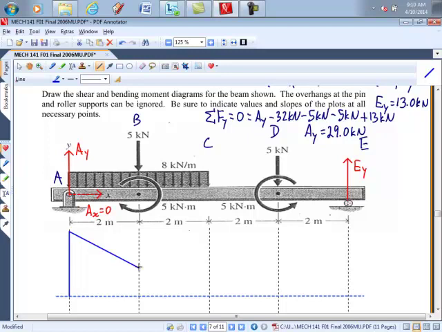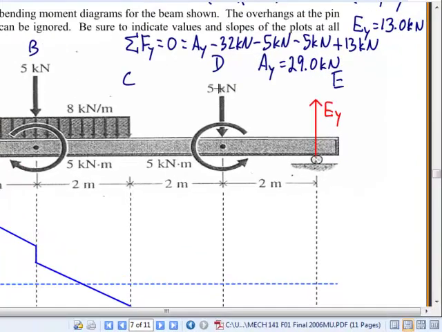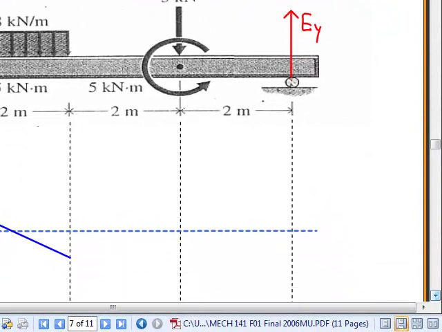Then what happens at B? It drops down by 5. Oh, sorry, it's dropped down by 5. So what's the value now? 8. Okay. So it continues with a slope of -8 for 2 meters. What's the value now? -8. Okay, and then what happens between C and D? Nothing, right? Just a horizontal line. Continues at -8.